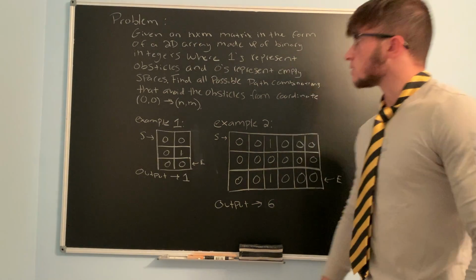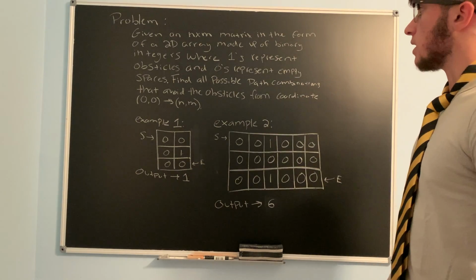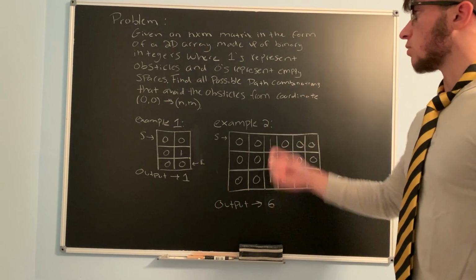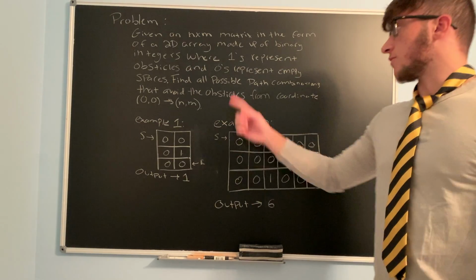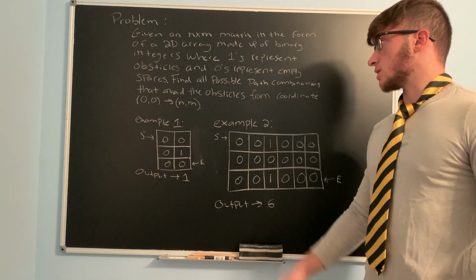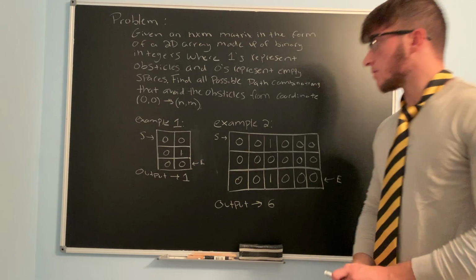All right, so the problem statement says, given an n by n matrix in the form of a two-dimensional array made up of binary integers where ones represent obstacles and zeros represent empty spaces, we have to find all the possible path combinations that avoid the obstacles from coordinate 0, 0 to n comma n, right?